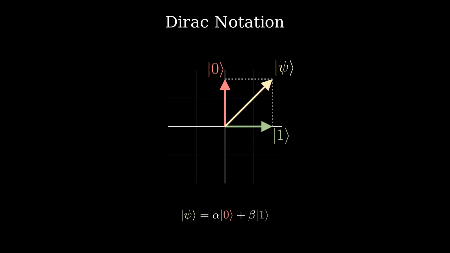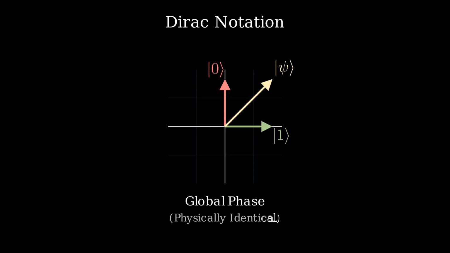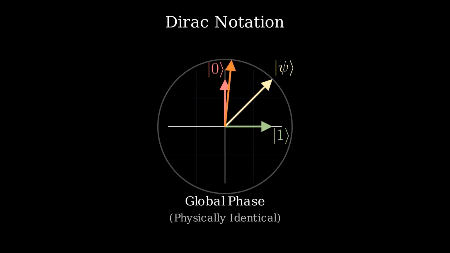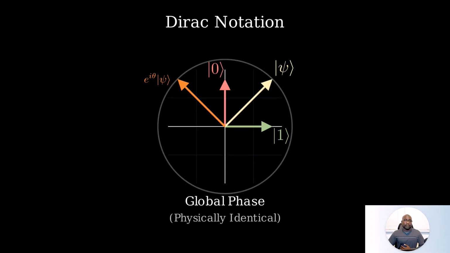The completeness of our basis ensures that any possible quantum state can be represented as a linear combination of these basis vectors. One important note: the global phase of a quantum vector has no physical significance. This might seem like a technical detail, but it's crucial. Two quantum states that differ only by an overall phase are physically identical.